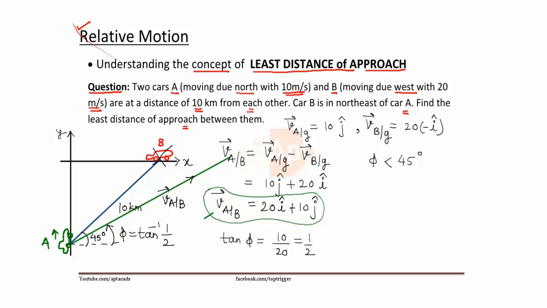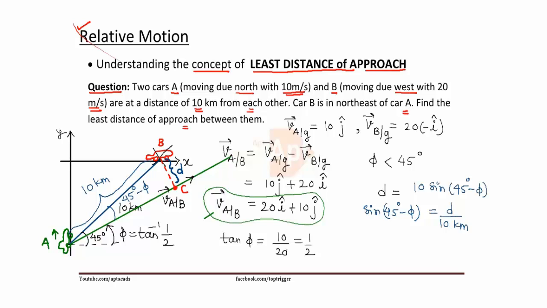Now the next thing we have to do is draw a perpendicular on this line from the reference point, which was B in this case. So let's call this point C. So this length BC is D, which is the least distance of approach. So we get D as: this length is 10 kilometers, and this angle is 45 degrees minus phi, right? So we get sine of (45 degrees minus phi) as D upon 10 kilometers, or we get D as 10 sine(45 degrees minus phi) kilometers. So we have the least distance of approach as 10 sine(45 degrees minus phi) kilometers. The value of phi is very well known to us. It is tan inverse of 1 by 2.